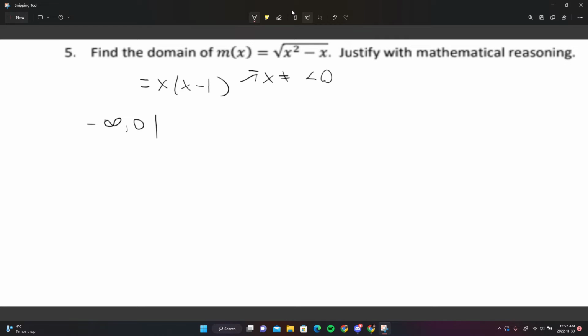New column, x equals 0. New one, 0 to 1, and then x equals 1, and then 1 to infinity. I'm not going to review what to do for this chart. You should know how to do this algebraically from the lessons. It's kind of late for me, so if you have any questions about how to do this algebraically, just ask me.